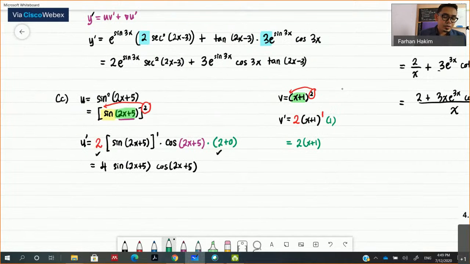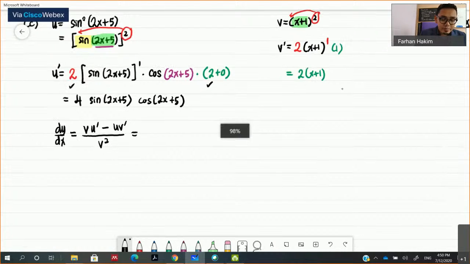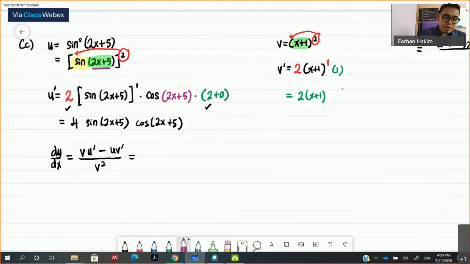So we have this u prime and v prime. We can utilize the formula for the quotient rule, where the formula is given by, okay, dy over dx is given by vu prime minus uv prime over v square. All right, so we have something like this. So first we'll just write v. All right, so we have vu prime, meaning to say that we have to write this v multiplied with the u prime. So we have something like, okay, x plus 1 square, you multiply with the 4 sine. Right, I'm not going to write multiplication symbol there. I'm going to just write dot, means multiply. Sine of 2x plus 5 cos of 2x plus 5, right?